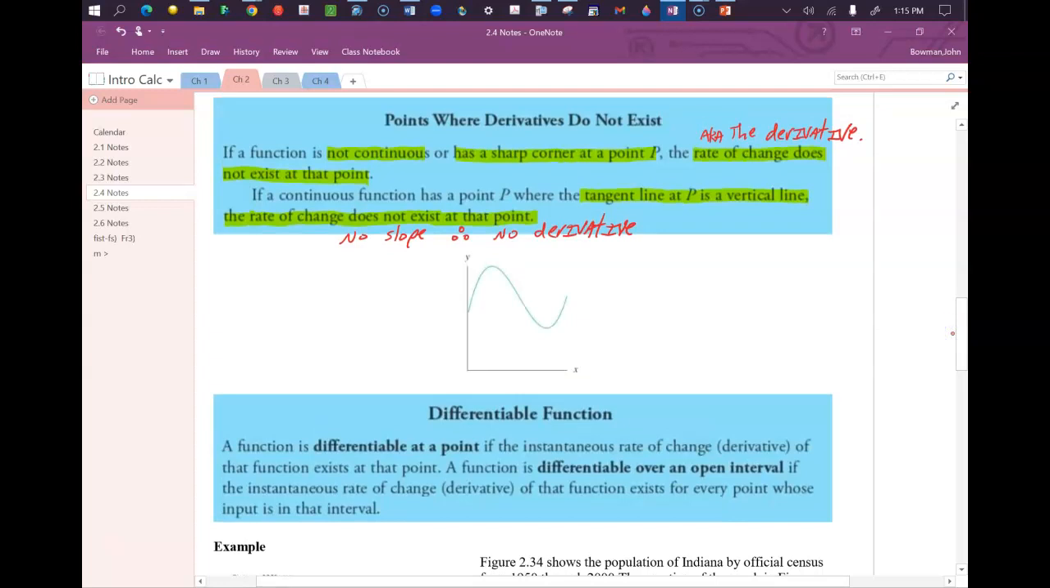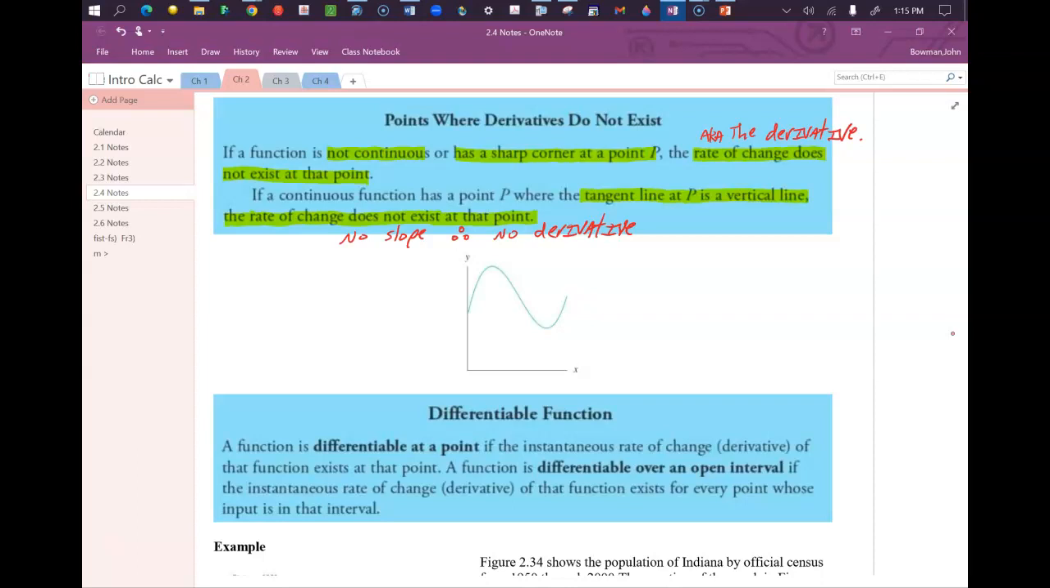So now we want to talk about a differentiable function. A function is differentiable. You can find its derivative at a point if the instantaneous rate of change, the derivative, of that function exists at that point. That's all it's saying. A function is differentiable at a point if it has a derivative at that point.